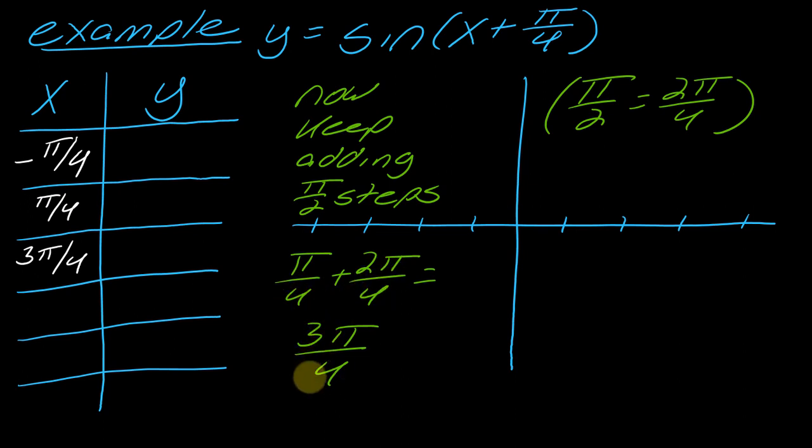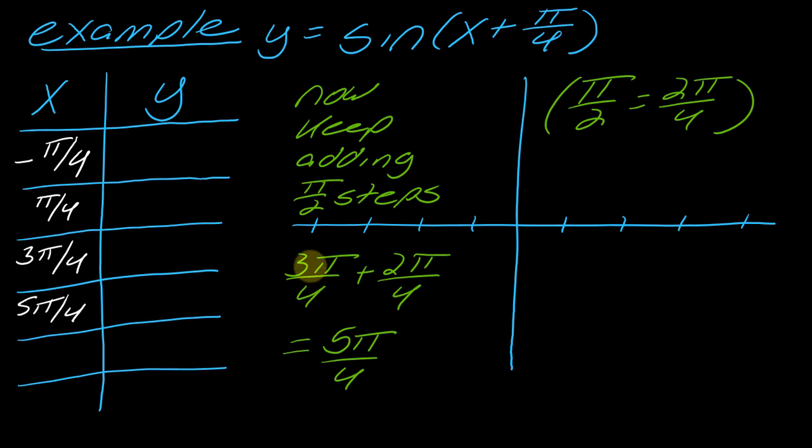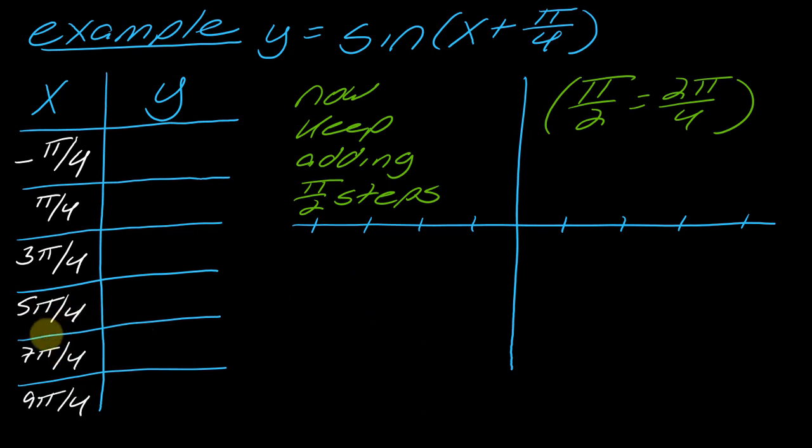to it, that'll give me 3 pi over 4. And then if I take 3 pi over 4 and add 2 pi over 4 again, so I'm just adding that pi over 2 step, that'll give me 5 pi over 4, so there's my next step. And then if I continue that on, I'll get 7 pi over 4 and 9 pi over 4.